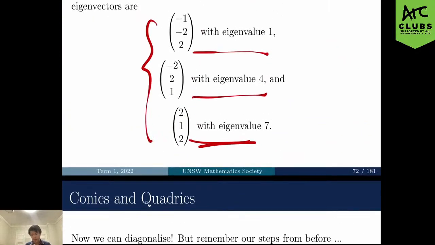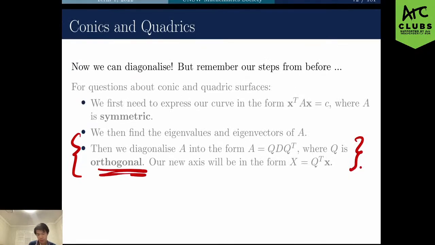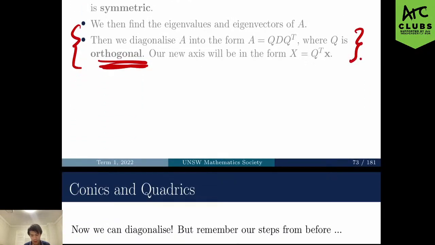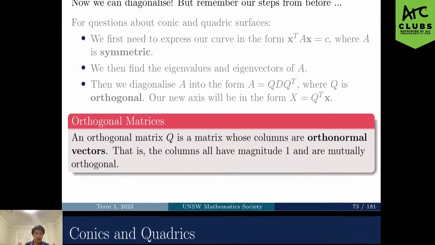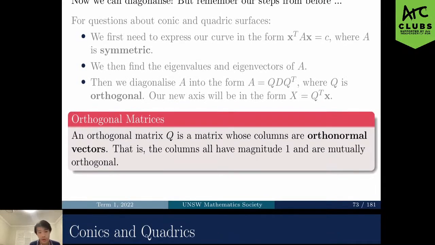Right. The problem is that there is this condition of orthogonality. So we can't do any old matrix. We need to somehow change our matrix. And an orthogonal matrix is a matrix such that the columns are actually orthonormal. And that means two things. Number one, they have to have magnitude 1, and they also have to be mutually orthogonal. So they all have to be perpendicular.